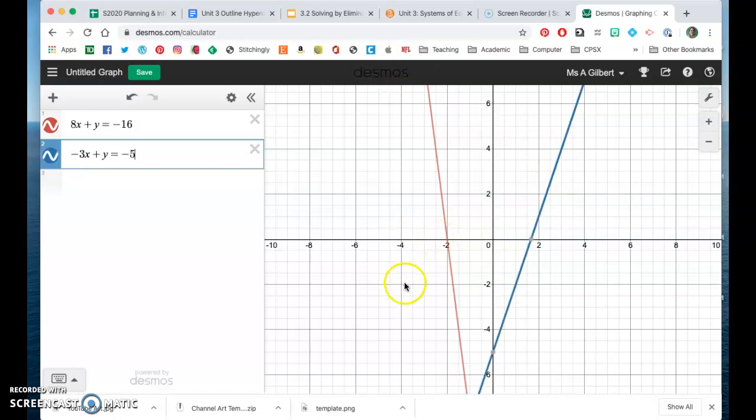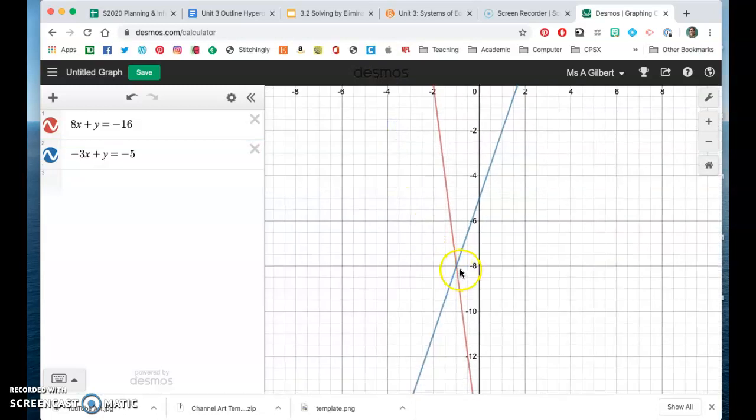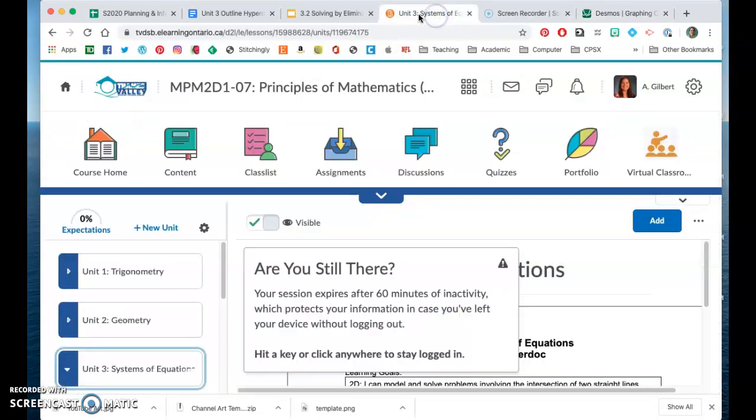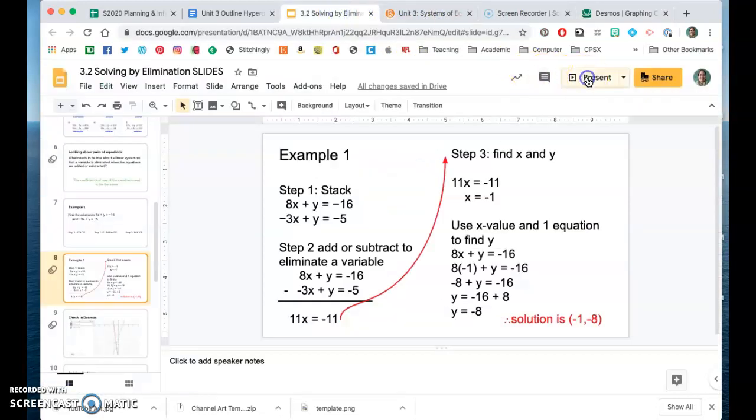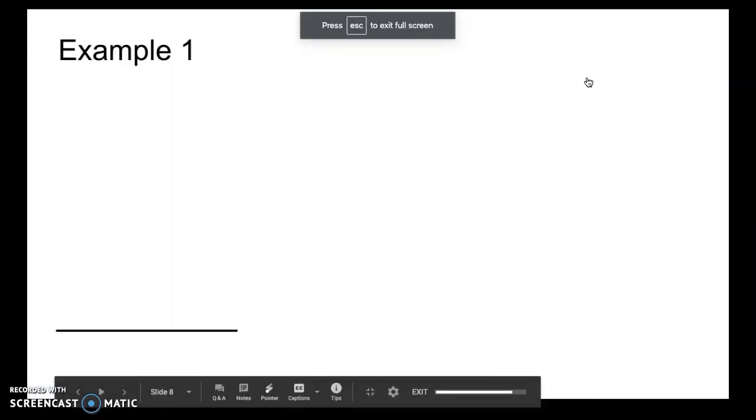There we go. And remember, when we graph to find the solution, you just see where they intersect. And here they are, negative 1 and negative 8. Perfect. That's exactly what we had before. So that was our solution.